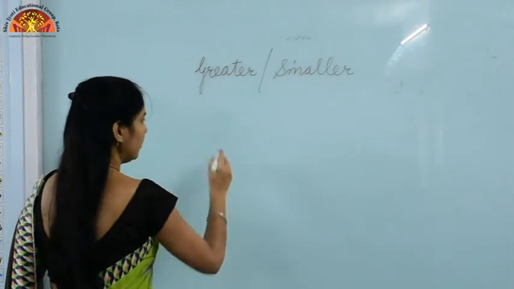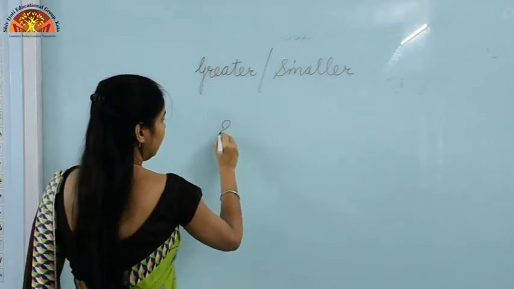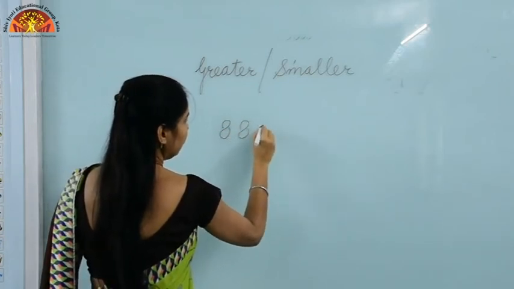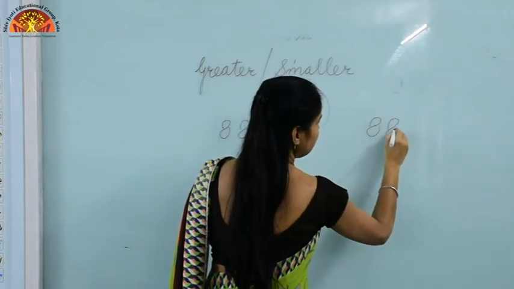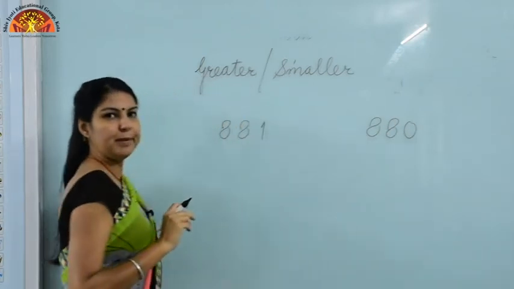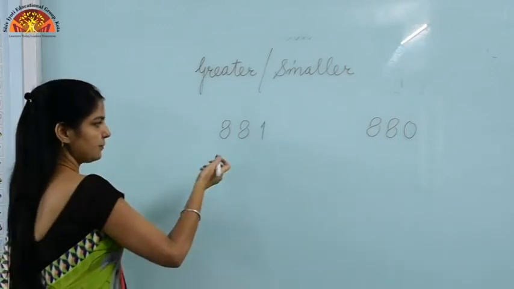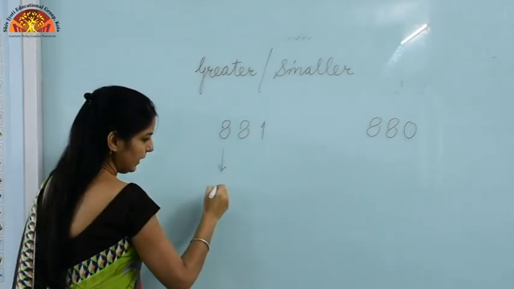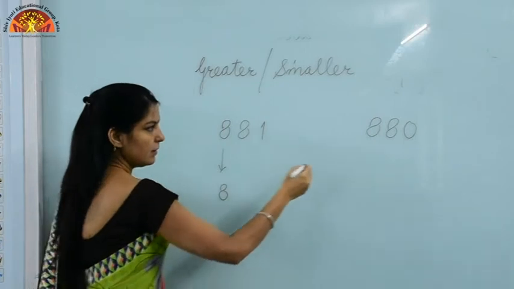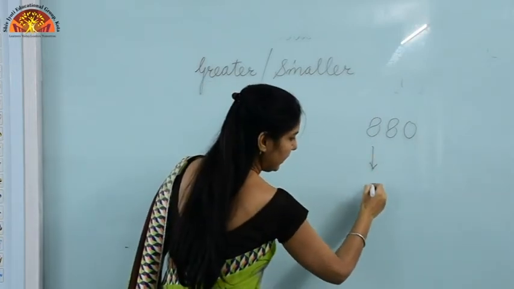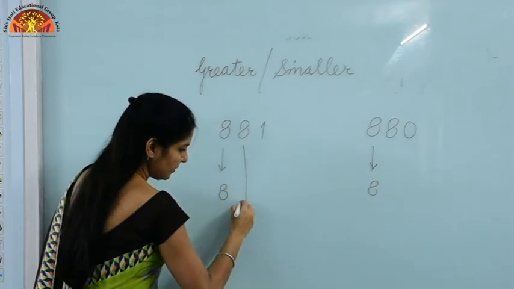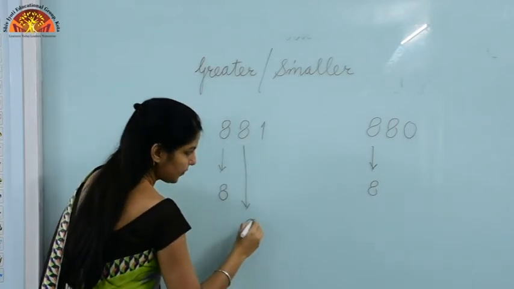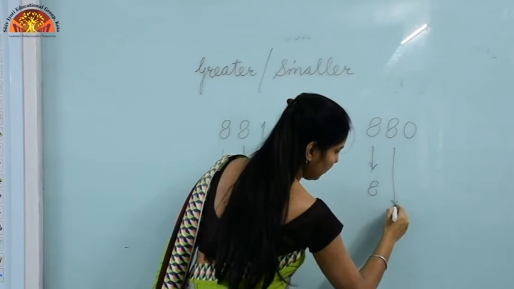Again I am writing two numbers, 881 and 880. Now we will compare these two numbers. Here 8 is at hundreds place, here again 8 is at hundreds place. At tens place, here is also 8 and here is also 8.